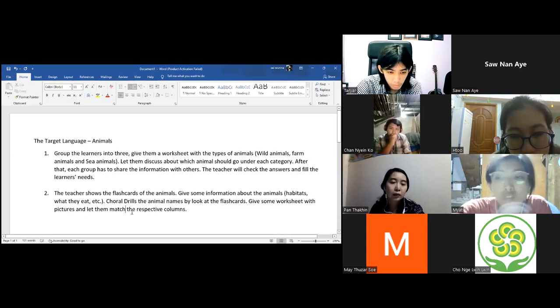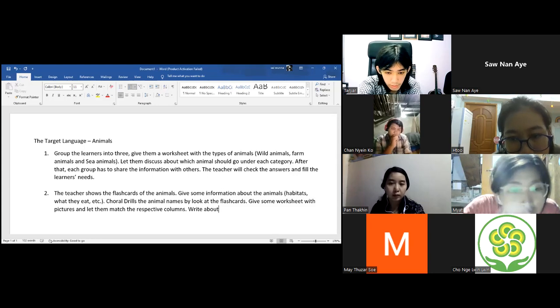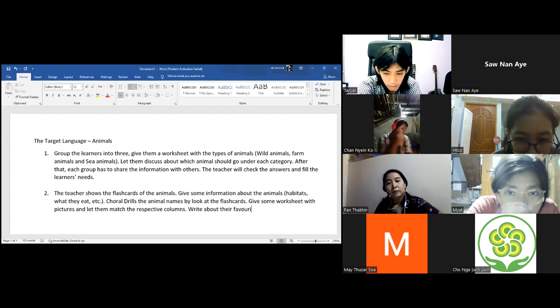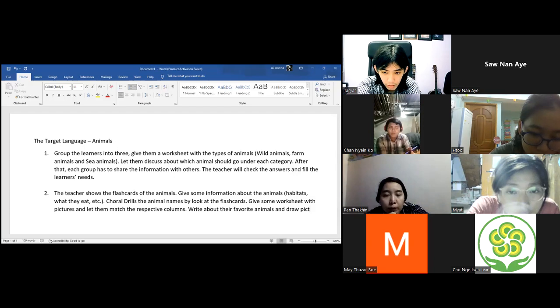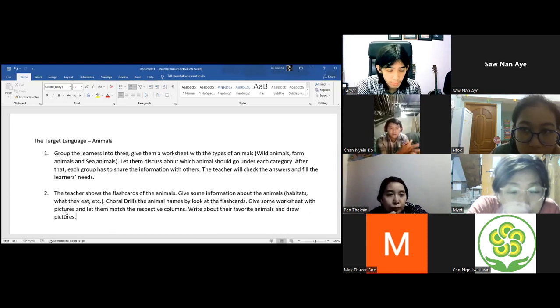For the practice stage, we can also give them a writing task, right? Like about their favorite animals. Write about their favorite animals and draw pictures. Yeah, draw pictures. That's nice. Drawing is a little bit difficult for them, I think. Writing is a little difficult for them too. What about their favorite animal? Or coloring? What about coloring?